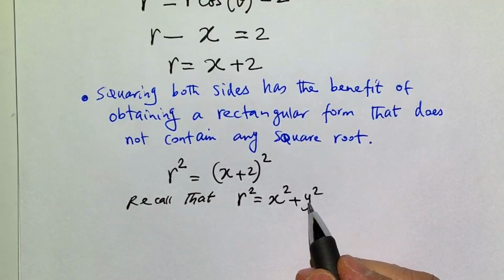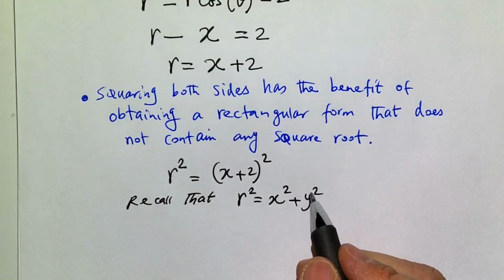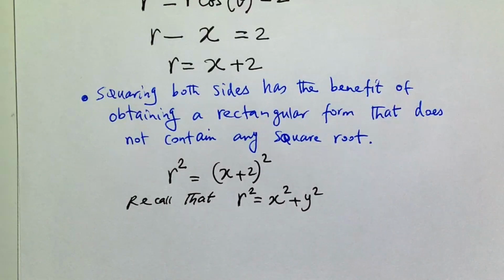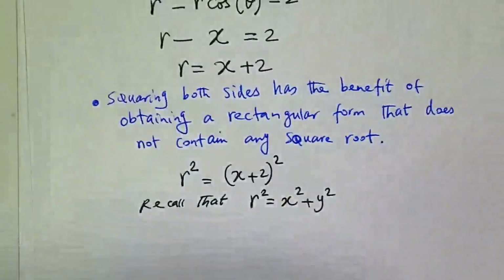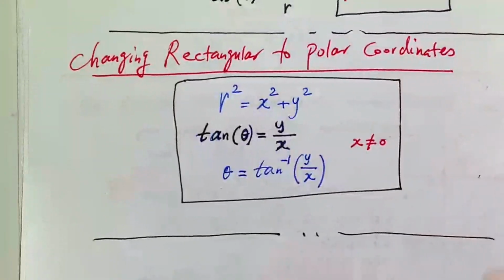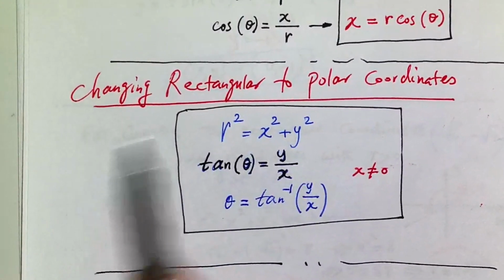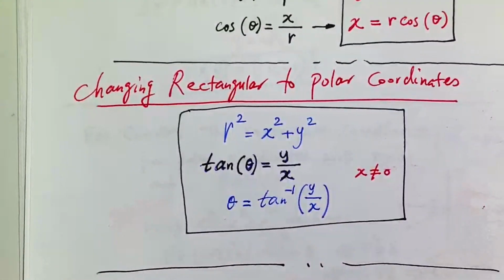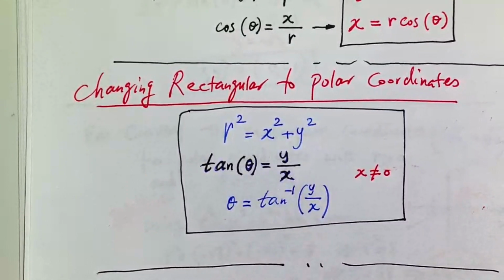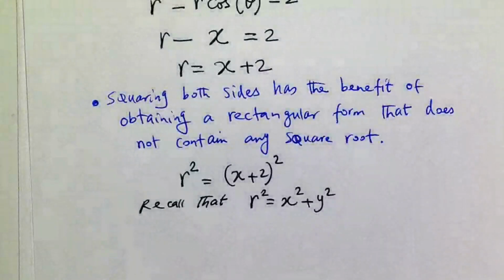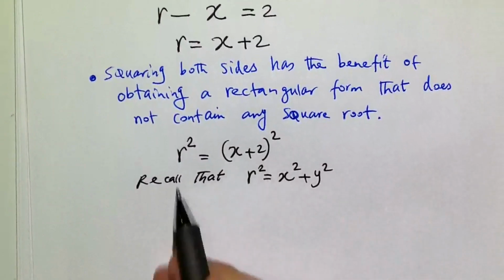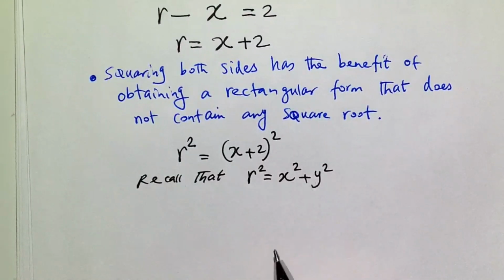Maybe if I bring that back, because I want you guys to connect what you're seeing to the previous slides, right? Remember that? On page 5, we had r squared equals x squared plus y squared when we were talking about changing forms, one form to the other, right? We have that. So that is coming from that. Recall that.